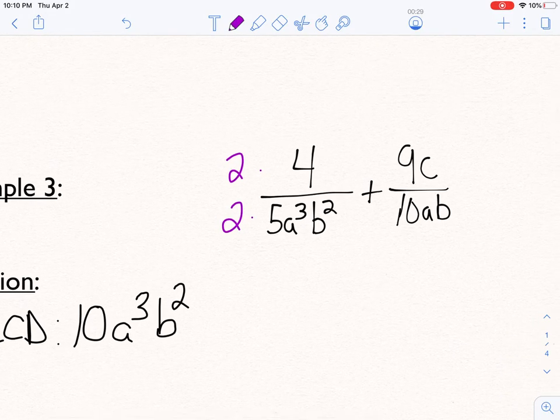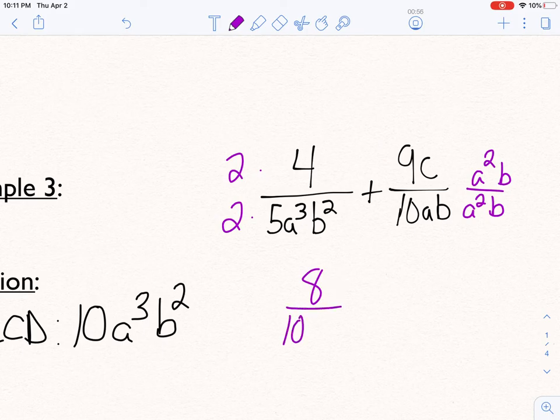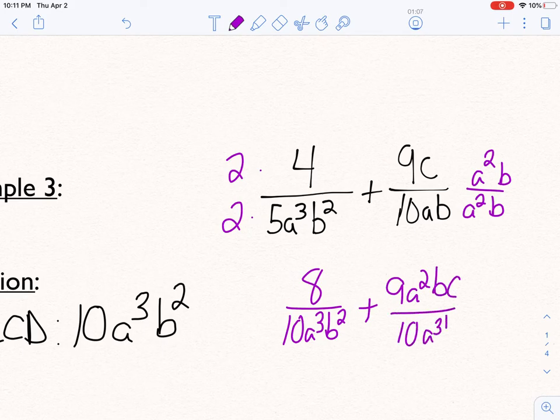On my right fraction, I need to make 10a to the third b squared. So what am I missing? Well, I have my 10. I have 1a, but I need 3, so I'm going to have to multiply by a squared. I need 2 b's, I only have 1, so therefore I've got to multiply by a b, which gives me 8 over 10a to the third b squared plus 9a squared bc over 10a to the third b squared.